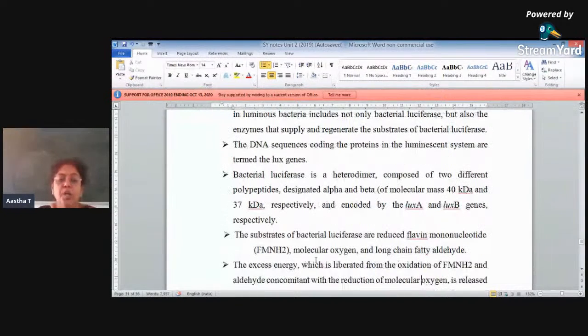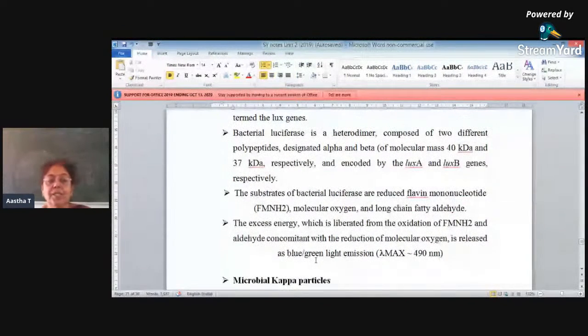Now what is the reaction involved? This luciferase reacts with flavin mononucleotide and long chain fatty acid aldehyde, which are present in this organism. They release energy. This energy is used for reduction of molecular oxygen to produce blue-green light, which has a wavelength of approximately 490 nanometers.